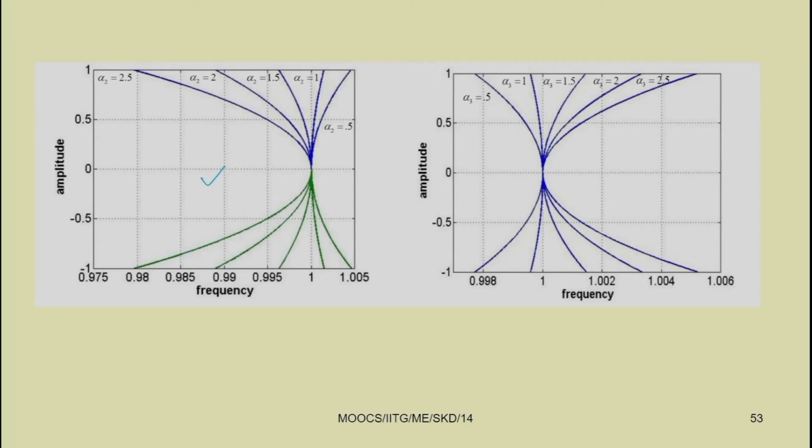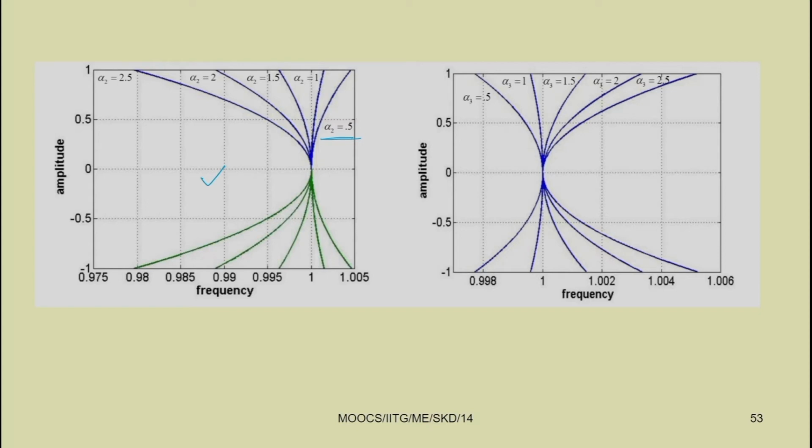Here you can see for a small value of alpha 2, that is alpha 2 equal to 0.5, and by increasing this alpha 2, you can see the response has different values of amplitude. For a particular value of frequency, you always find two values of this amplitude. Depending on the initial conditions, we can get the response amplitude.